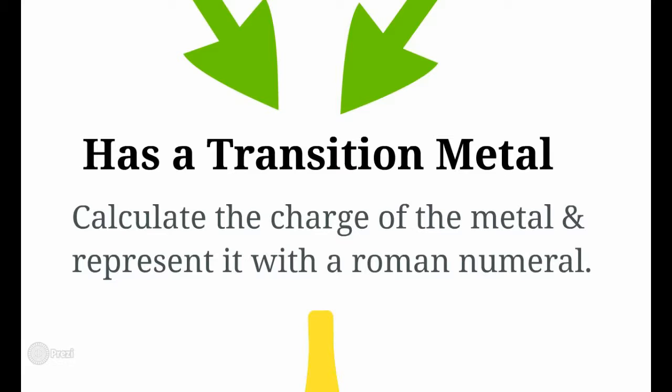Let me say that again. You have to figure out the charge of these guys. All these guys get a Roman numeral, except for two. And that's going to be zinc and silver. And I'm showing you a chart here a little bit.